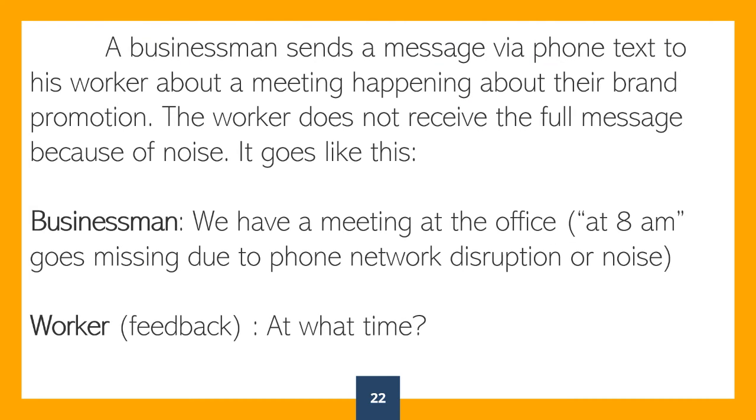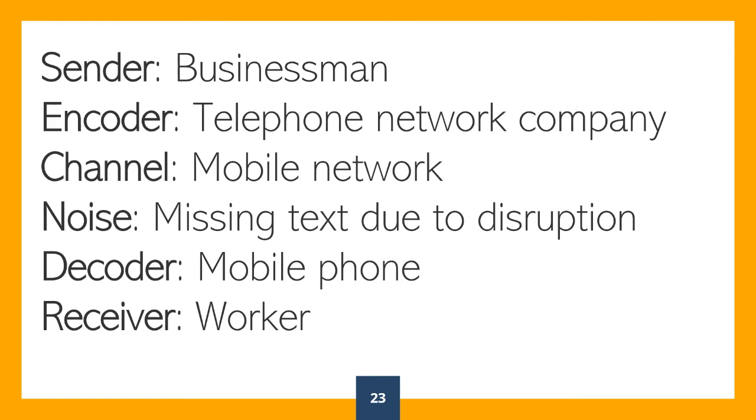Another example is a businessman sends a message via phone text to his worker about a meeting happening about their brand promotion. The worker does not receive the full message because of noise. It goes like this. We have a meeting at the office. At what time? In that example, the sender is the businessman, the encoder is the telephone network company, the channel is the mobile network, the noise is the missing text due to disruption, the decoder is the mobile text, and the receiver is the worker.